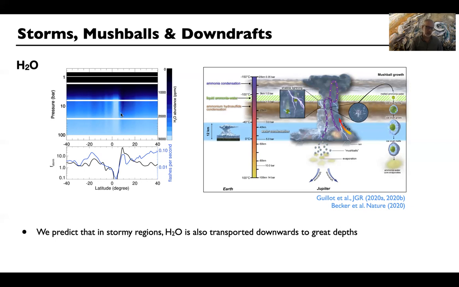that water should have low abundance everywhere, not only in this particular spot called the hotspot where the Galileo probe fell, but in all these regions in these latitudes.